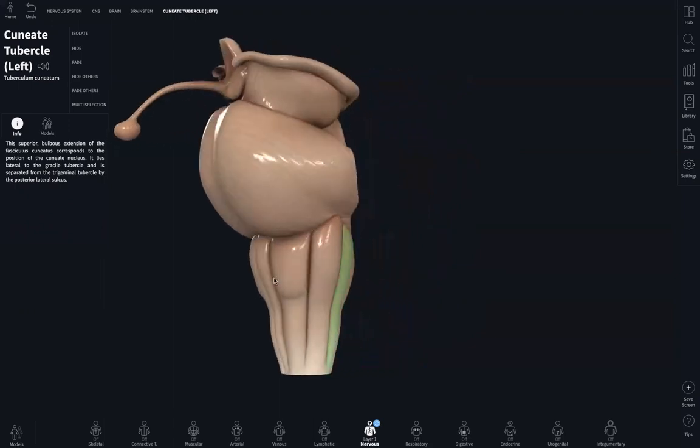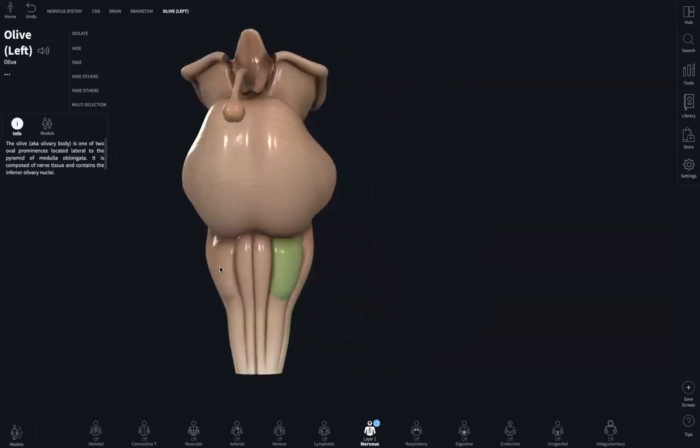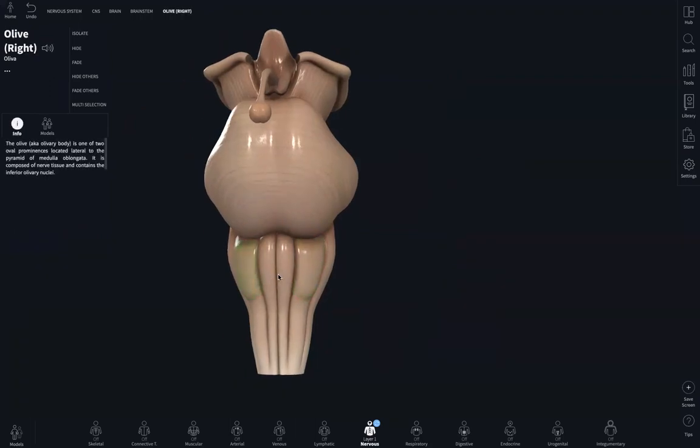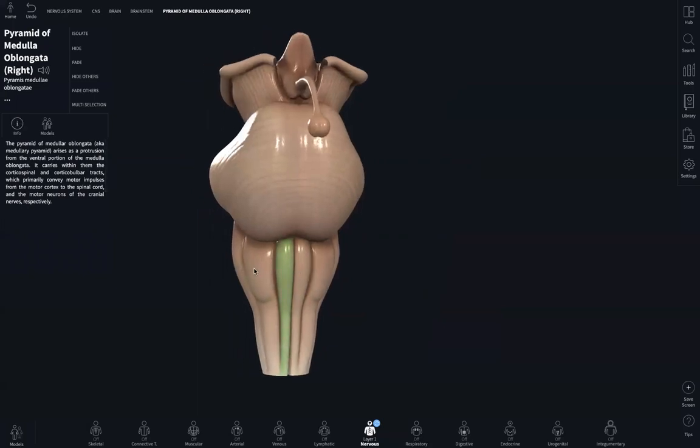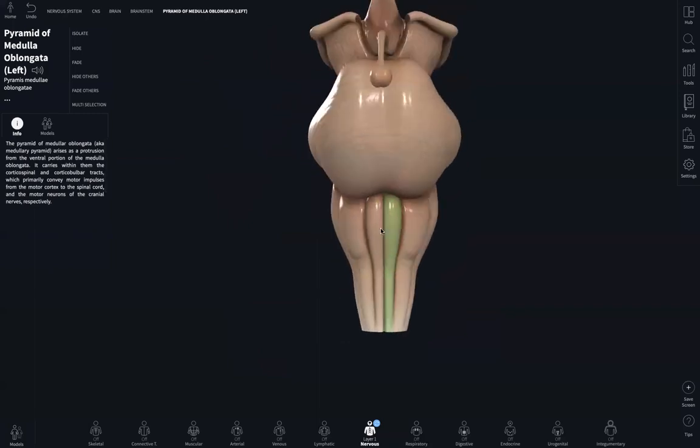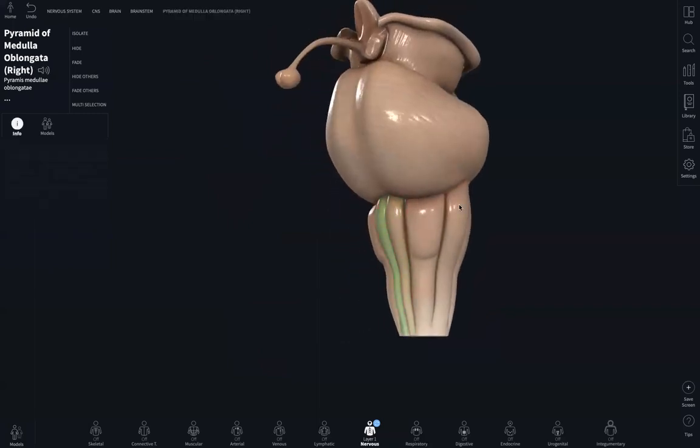Coming along to the front, we have the olives and we have the pyramids. The olives will become important later. It's just a bit of a landmark. The pyramids, though, are quite important. They carry the corticospinal and corticobulbar tracts, so all your motor things. And you'll hear quite often that something decussates at the pyramidal level. These are the pyramids. This is where it decussates. This is the place.